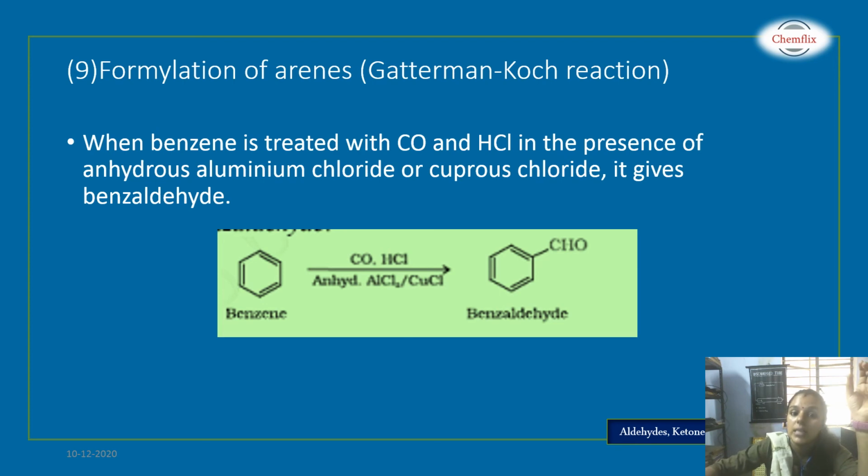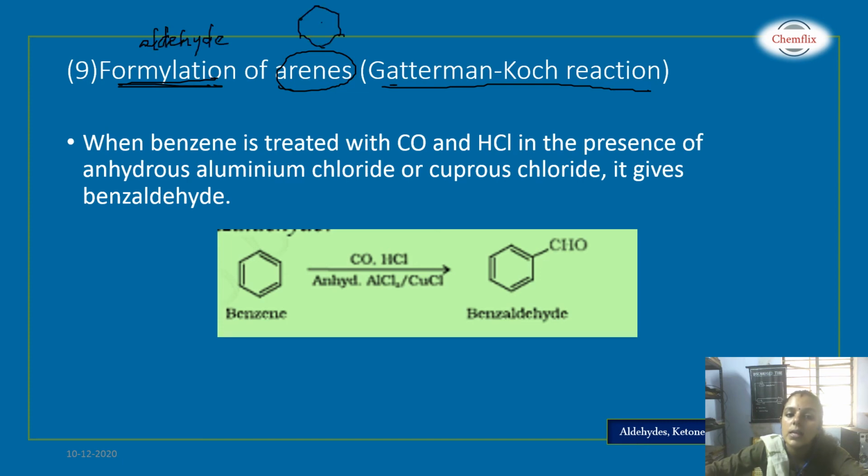And the last method for the preparation of aromatic aldehyde, this is very important. This is a named reaction, called the Gattermann-Koch reaction. Here you are taking an arene and you are going to add a formyl group. What is this formyl group? An aldehyde group, CHO. The simplest arene is benzene, and to this benzene you are going to add an aldehyde group. That is what is happening here, formylation of arene.